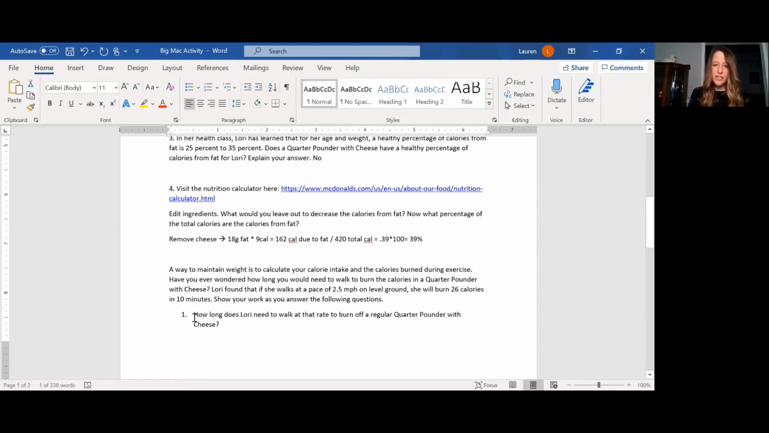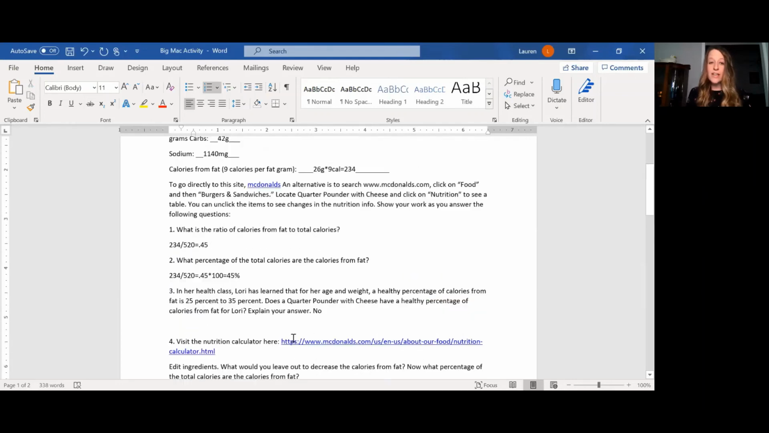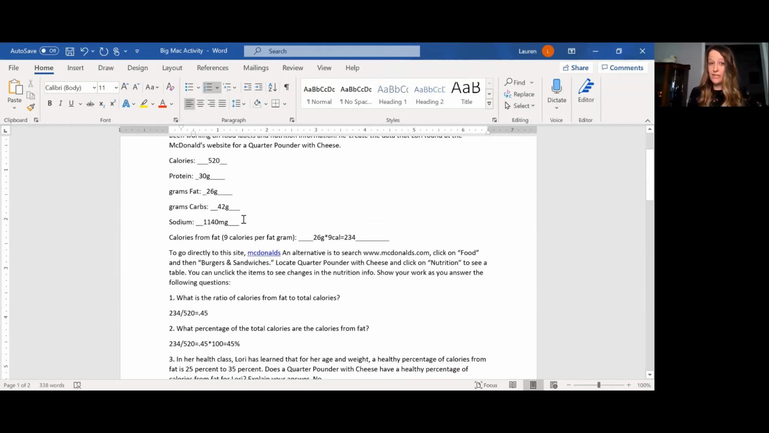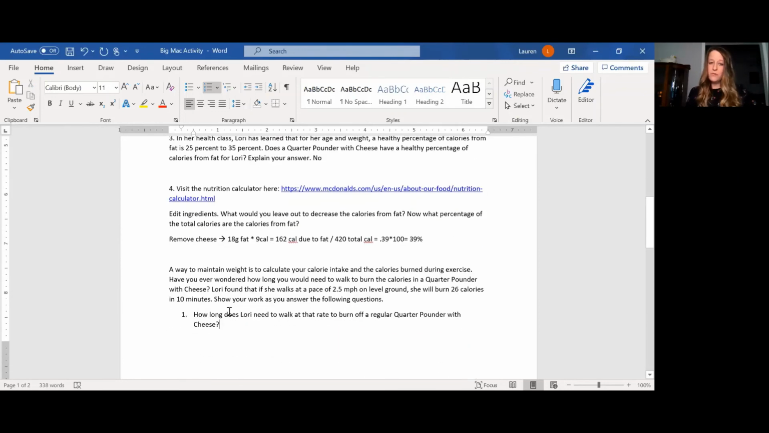And so in this particular question, we're looking at Lori, and Lori wants to know how long she needs to walk to burn off the calories in a quarter pounder with cheese. So she's already done some background research and has discovered that if she walks at a pace of 2.5 miles per hour on level ground, she burns 26 calories in 10 minutes. And so if she burns 26 calories in 10 minutes, how long will it take her to burn 520 total calories? So we know that's going to take her longer than 10 minutes, right?